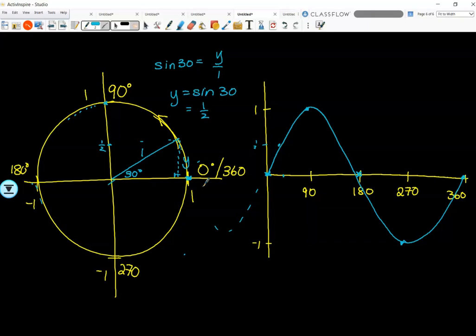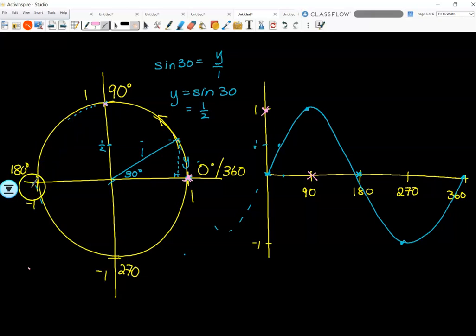Your cosine graph, shall we go pink? Your cosine graph, instead of doing the vertical height, it measures the horizontal height. So here, what's my horizontal height? So it starts up at 1. As you are traveling around the circle, what's happening to this horizontal height? It's decreasing until it gets to 90, where the horizontal height is 0.